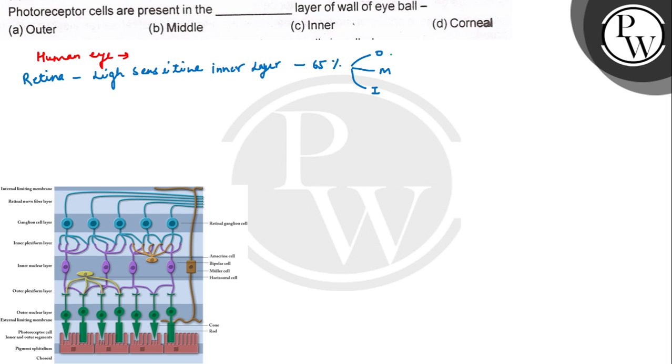In the outer layer, it is closest to choroid. It contains photoreceptor. Outer layer consists of photoreceptor or photosensitive cells, and these are rods and cones. And the middle layer is bipolar cell and associated with interneurons, and the innermost layer has ganglion.